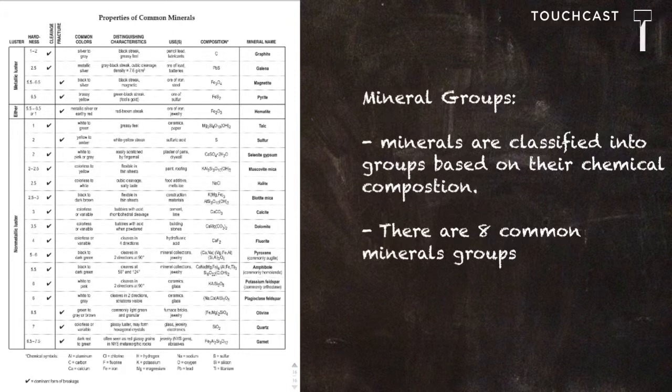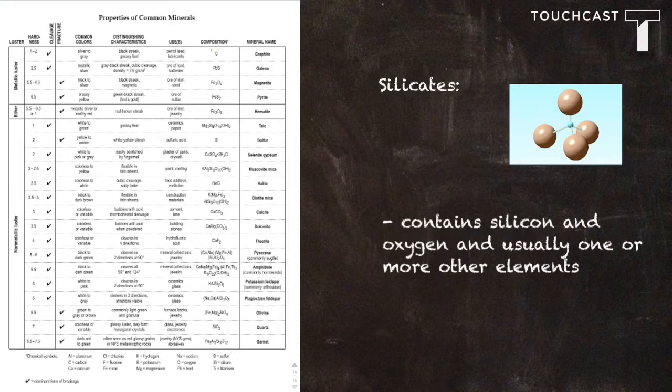As you can see from here, you can see the elements that the minerals are made up of, and we're going to use those to put them into the different mineral groups. The first mineral group that I'm going to talk about is the silicate mineral group. This group contains silicon and oxygen, the 2 most abundant elements in the Earth's crust, and 1 or more other metal elements from the periodic table.